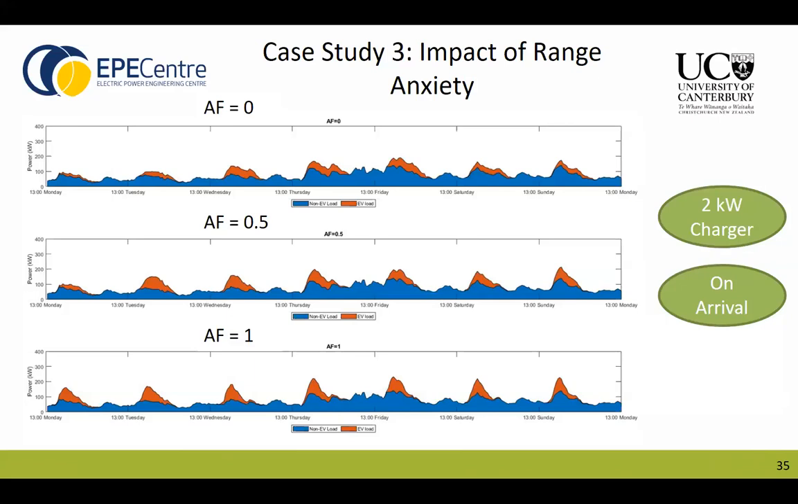Secondly, the charge duration is now increased. You can see that the charging tends to drag out a little bit longer, and that's because batteries are typically arriving home with a lower state of charge. So perhaps an anxiety factor of 0 is a little bit ambitious. So I've indicated an intermediate value there of 0.5. And again, it's probably worth noting that these results correspond to the 2 kilowatt charger and on arrival charging.